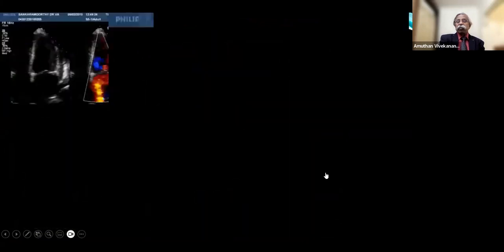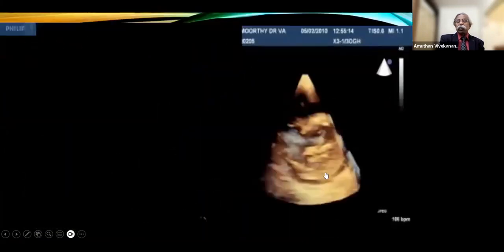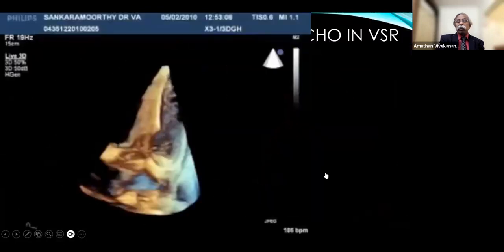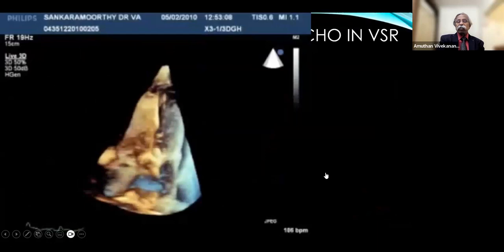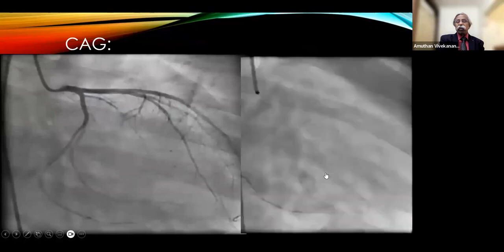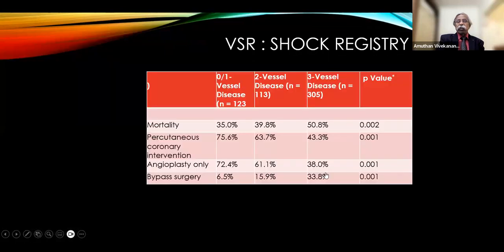This patient had VSR, and this is the 2D compared to 3D. And the size of the rent can be seen in this. And the angiogram shows the RCA 99% lesion.